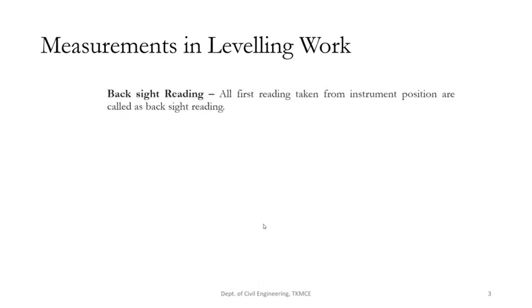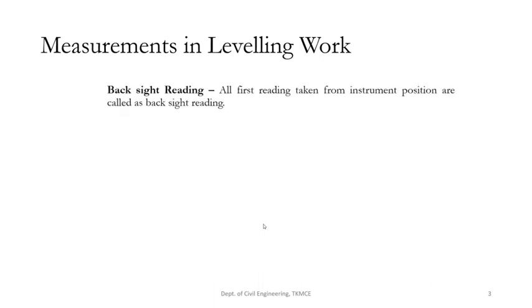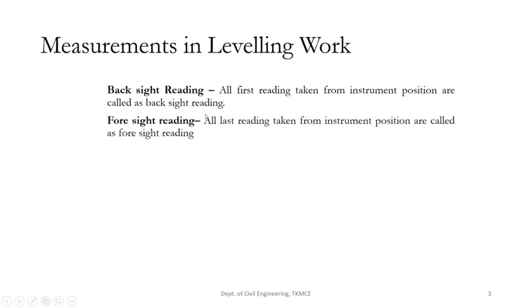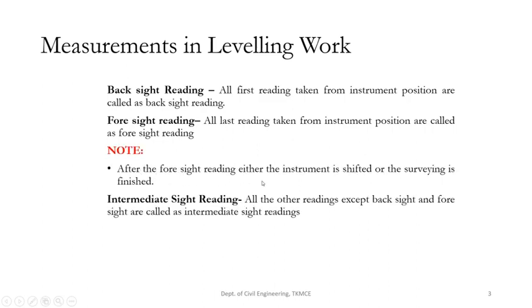Next terminologies are backsight reading. The first reading taken from an instrument position is called the backsight reading. That is, I have set an instrument at a certain point and I am taking the reading from that point. The first reading taken is your backsight reading. The last reading taken from an instrument position is called your foresight reading. We take the foresight reading either when the instrument is to be shifted or when the surveying is finished. And intermediate sight reading means all the other readings except backsight and foresight in a leveling.